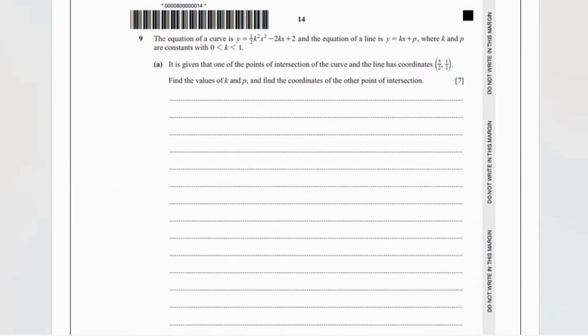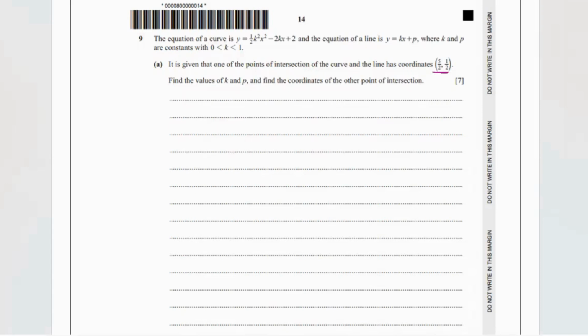Then, since the equation of a curve is y equals 1/2 k squared x squared minus 2kx plus 2, and the equation of a line is y equals kx plus p, where k and p are constants, with k less than 1 but greater than 0. It is given that one of the points of intersection of the curve and the line has coordinates 5/2 and 1/2. We have to find the value of k and p and find the coordinates of the other point of intersection. This is very similar to the previous questions, but I would still like to do this because it's slightly different when it comes to the solving part.